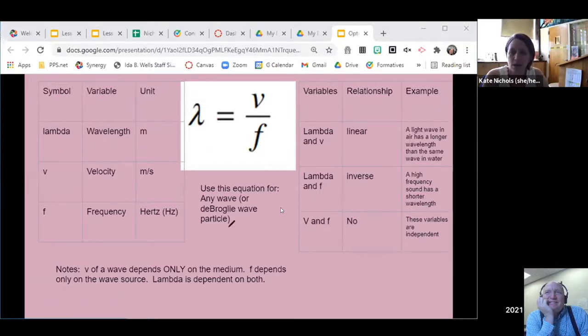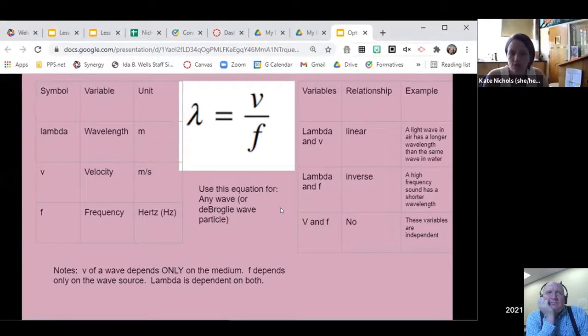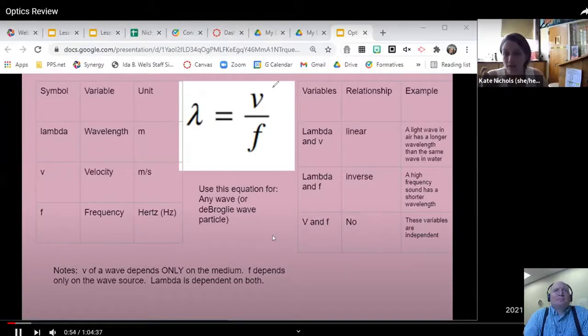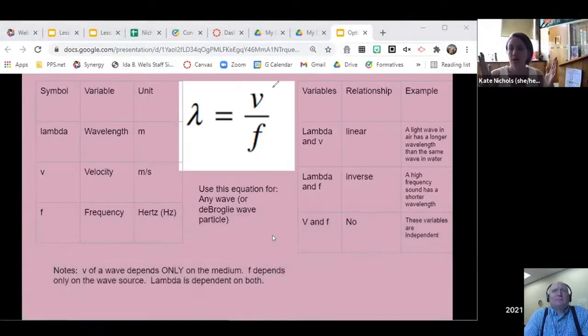But the key things that I want you to get out of this are: what are the relationships that are relevant here? Because you mostly use this equation sort of conceptually. There is a linear relationship between lambda and v, which means that for a given wave, if its velocity increases, the wavelength is going to increase as well.